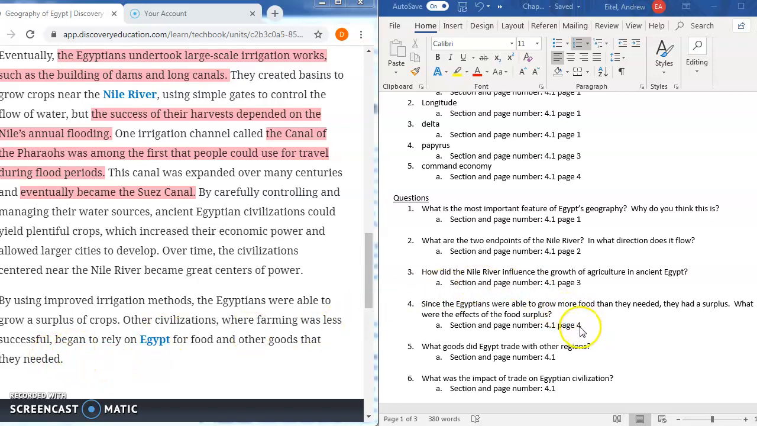So this kind of hints to us what we should answer here, but I have a feeling more will be on page 5.